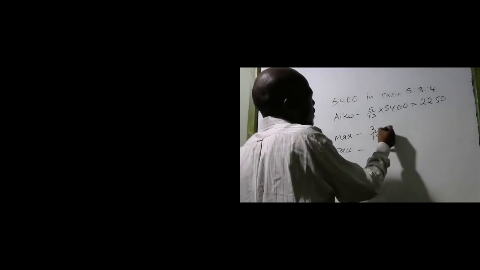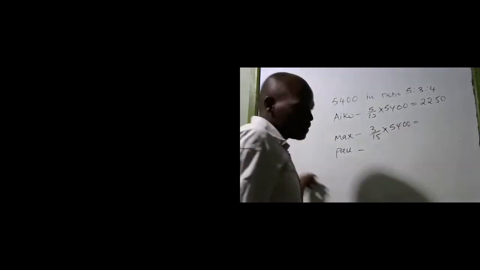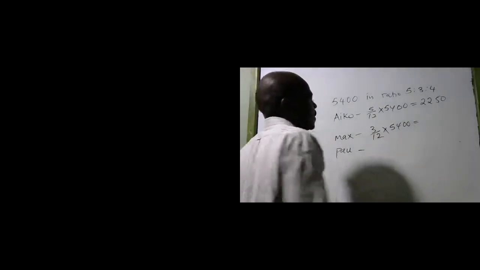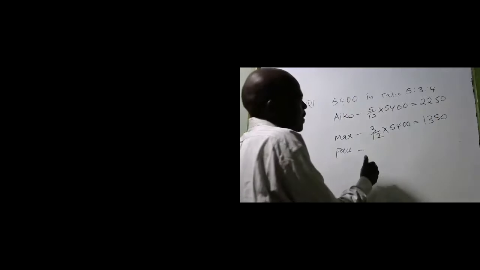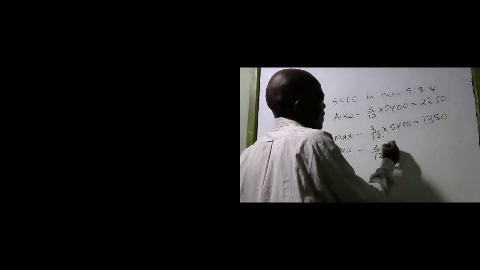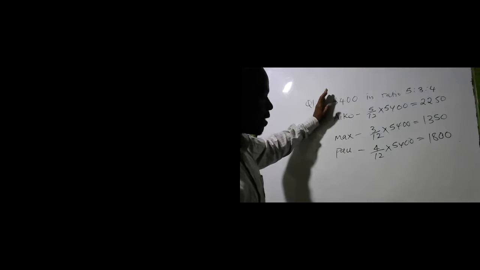And 50. Then the Max got 3 out of 12 times 54,000. What do you get? 1,350. That's good. Then Paul got 4 out of 12 times 54,000. What do you get? 1,800. Like that. So that is the amount each person got when they divided this amount in this ratio.